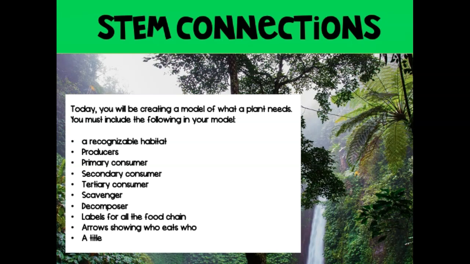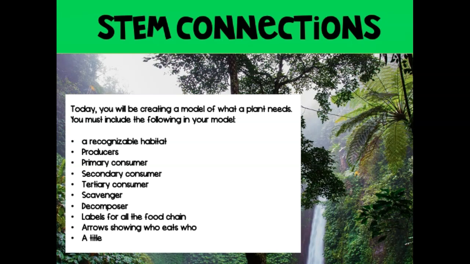You can use arrows to show who eats who, and of course, you always need a title so we know what you made. Now let's think about what we could do at home to create this kind of model. You could take an old box from food and you can make a diorama. You could use paper from the recycle bin that you got in junk mail, and you could draw different animals and plants to be able to show the different kinds of producers and consumers.